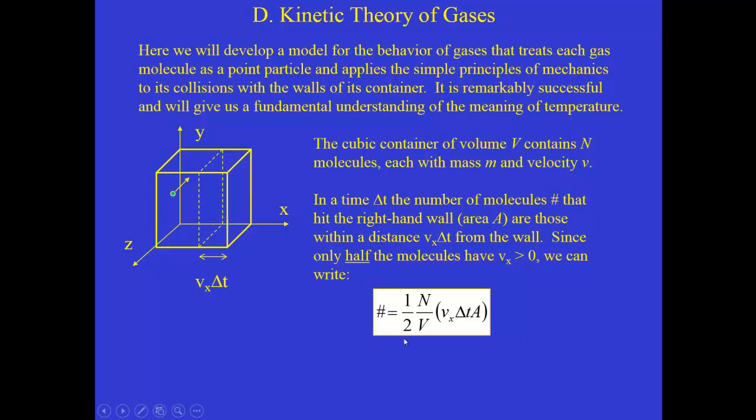We have 1/2, because only half of them will be moving with positive v sub x, and then we'll take the number of molecules divided by the volume, and what we have in parentheses here is the volume of this region to the right of the plane that's indicated with the dotted lines, right? So n is the total number of particles. In parentheses, we have the volume on the right-hand side, and then that's expressed as a fraction of the total volume of the container. So of the n molecules, half of them, and then the ones that are within this volume right here on the right-hand side, will strike the right-hand wall of the container in a time delta t. So that's vx delta t times A, because that's the volume of that region.